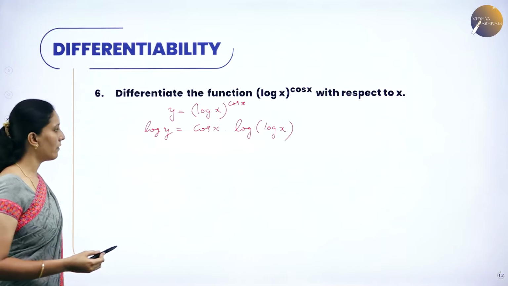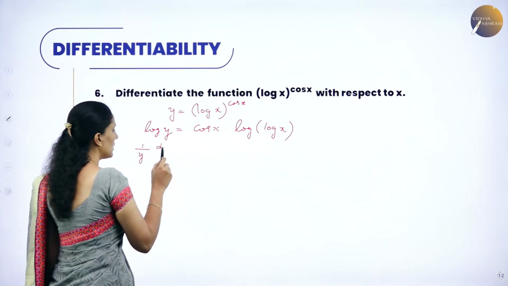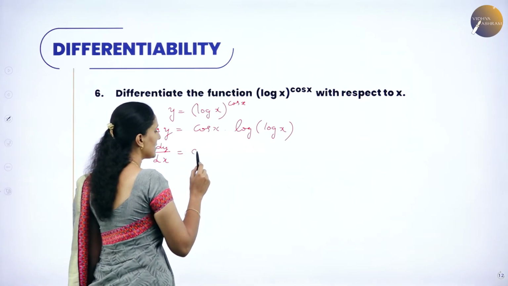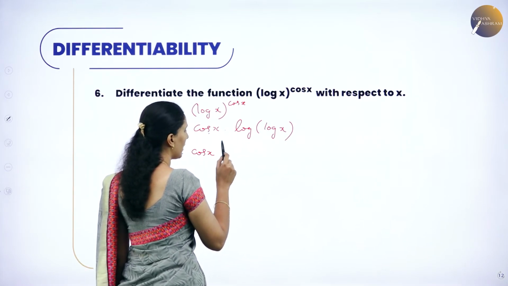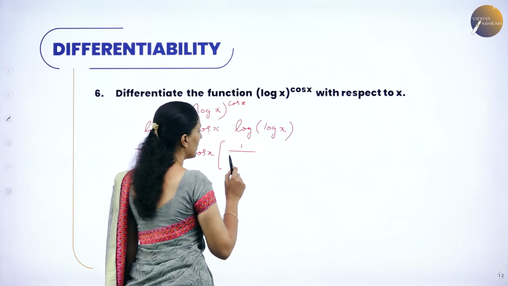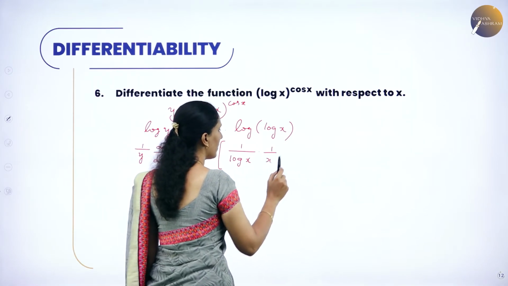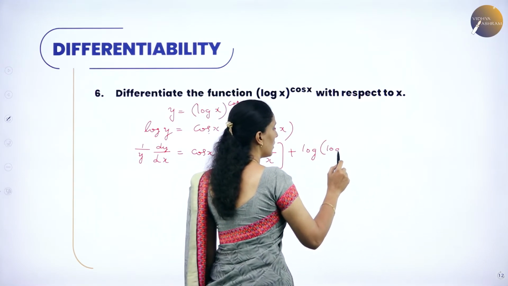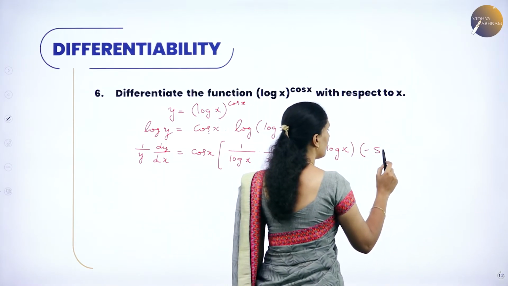Now let's differentiate on both sides. Log y is 1 by y dy by dx. Cos x as it is, because it's a product rule now. First function, derivative of the second. So log of log x is 1 by log x and derivative of log x is 1 by x, plus second function into derivative of first, that is derivative of cos x is minus sin x.